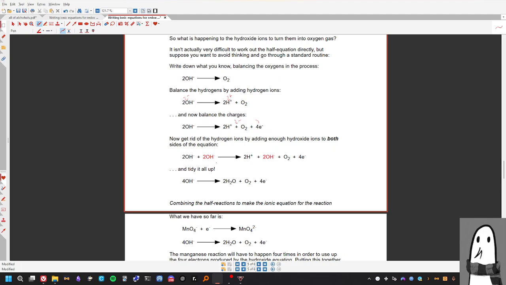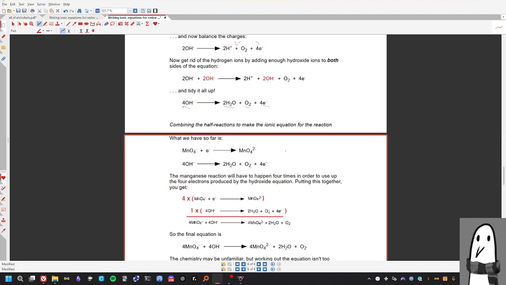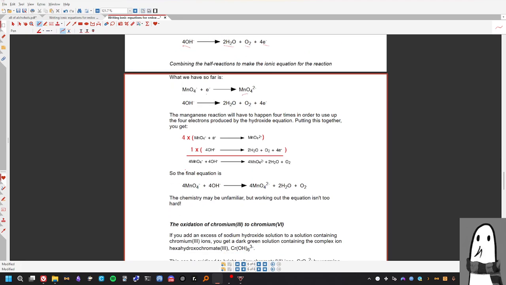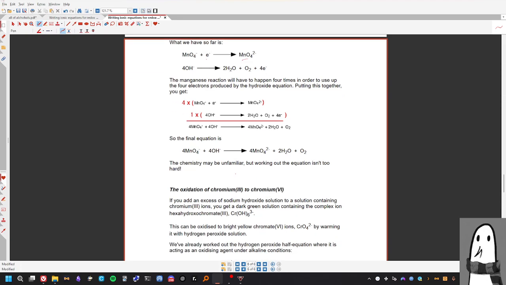So you remove the hydrogen ions and then add enough hydroxide ions to neutralize the 2H plus on both sides. So you add 2OH minus and 2OH minus. That's resulting in 4OH minus, 2H2O, O2, and 4e minus, and you combine them. So you have MnO4 minus, e minus, MnO4 2 minus, and so multiply the top by 4, and then you get 4MnO4 minus, 4OH minus, 4MnO4 2 minus, 2H2O, and O2. Nothing is repeating, so done.